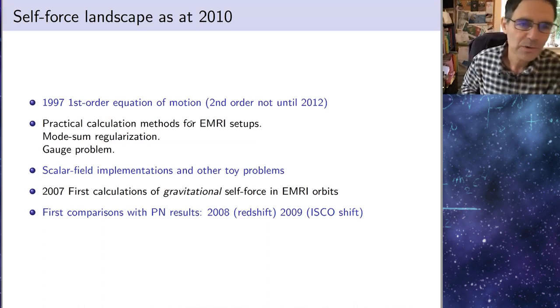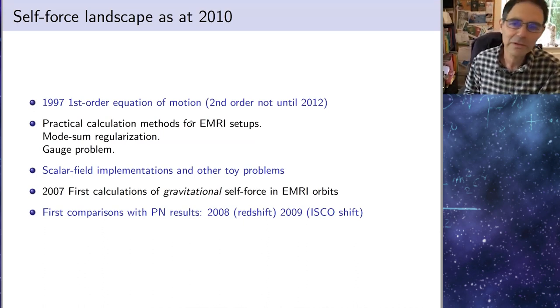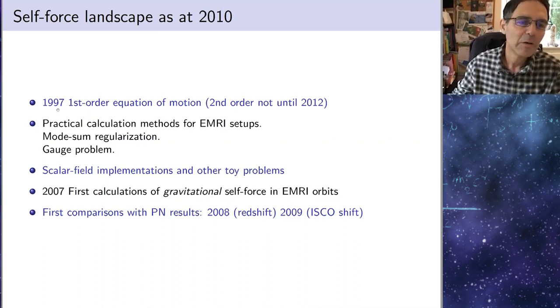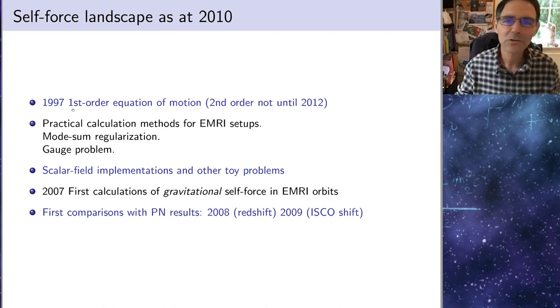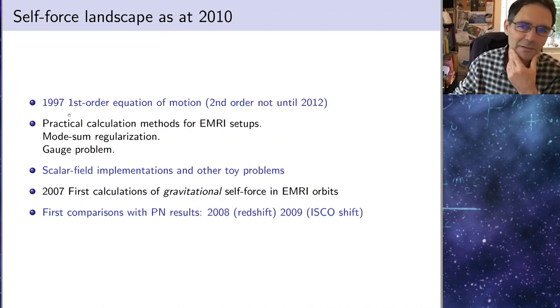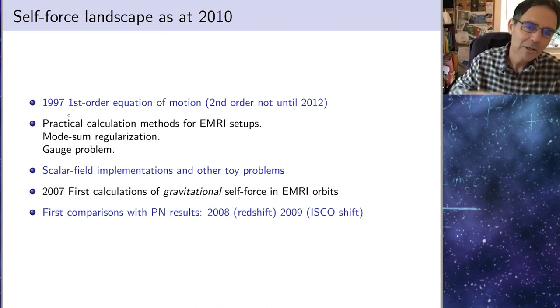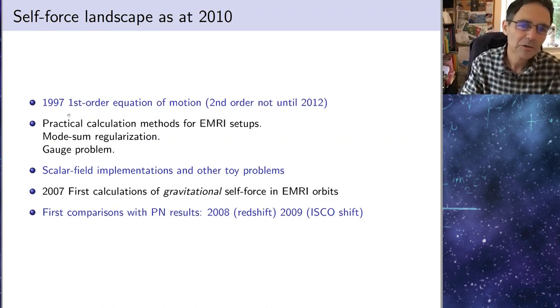Okay, so that was the situation in 2010. We had already had an equation of motion, the first-order equation of motion for the self-force, for almost a decade and a half. Progress was quite slow. I think it's probably fair to say that a constant source of frustration, Thibault's frustration, was with the slowness at which we move in the self-force community. Much of the work in that first decade was about trying to convert this equation of motion into practical calculation schemes so we can calculate those EMRI orbits. There was a lot of progress on that.